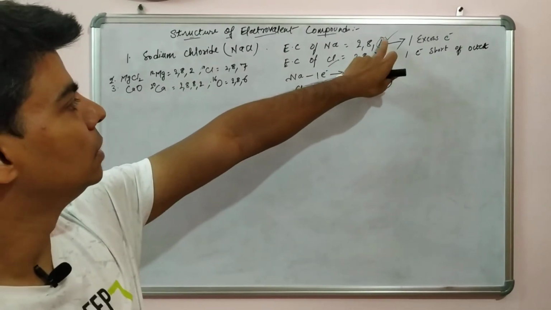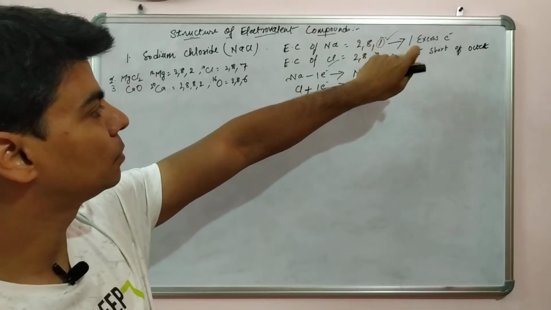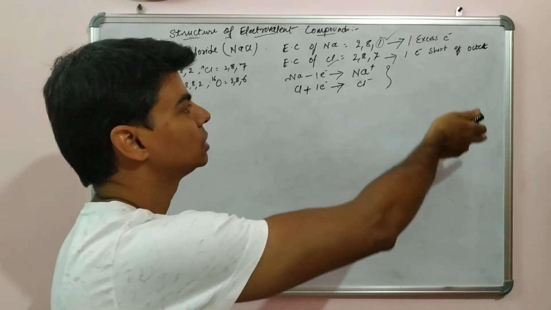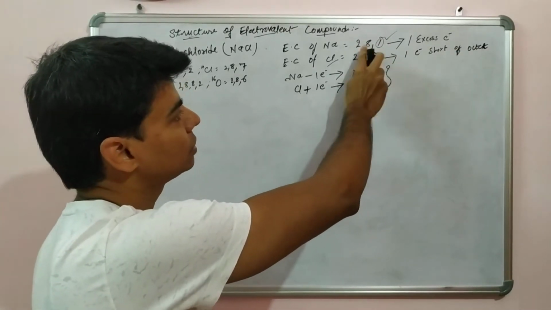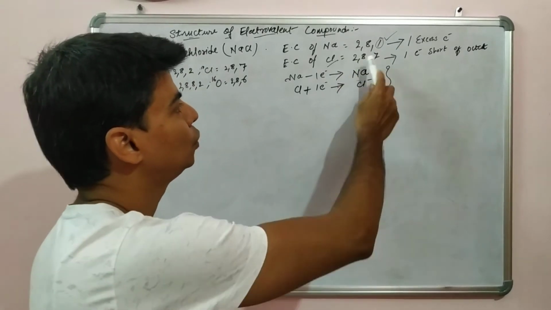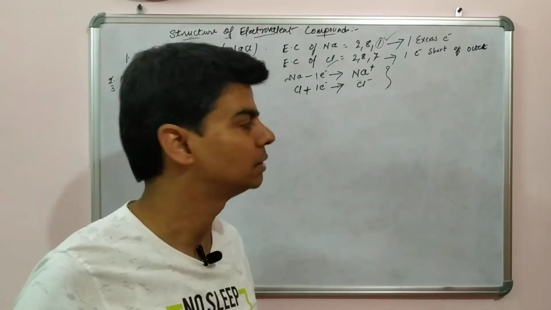So sodium has one electron in its outermost shell. If we can remove this one electron, the electronic configuration of sodium metal will change into the stable electronic configuration 2, 8, which is the stable electronic configuration of the nearest noble gas.